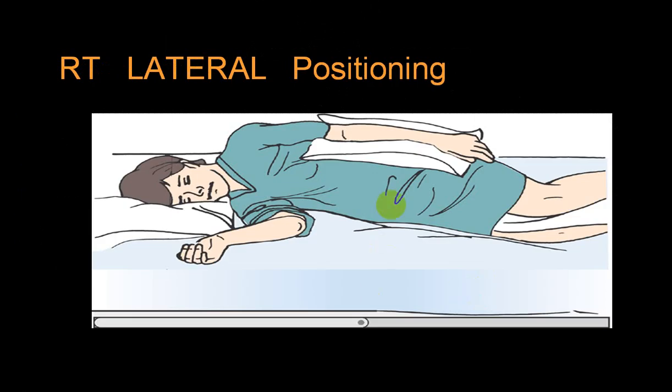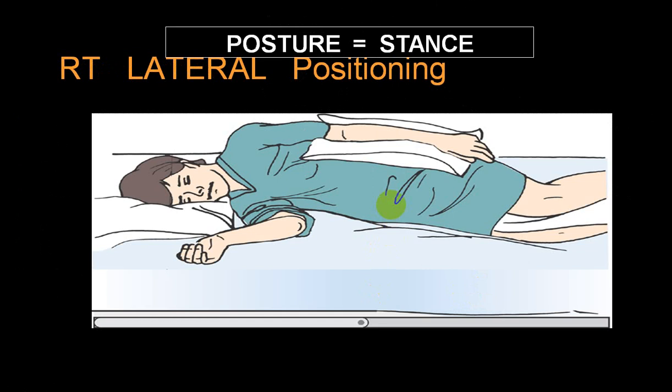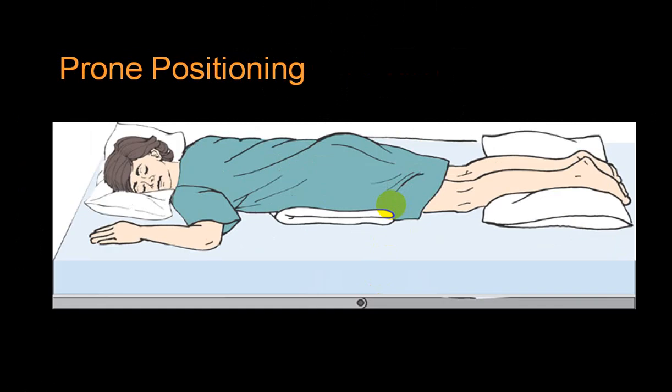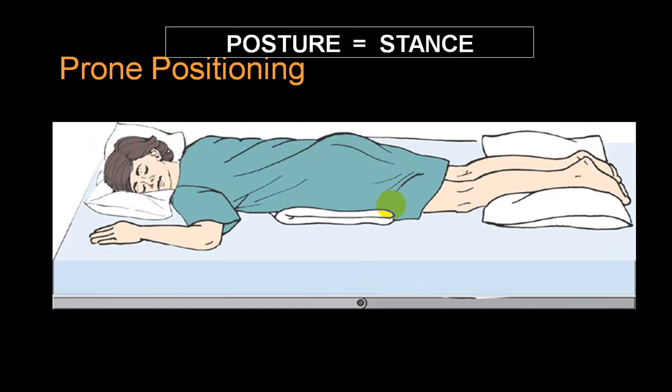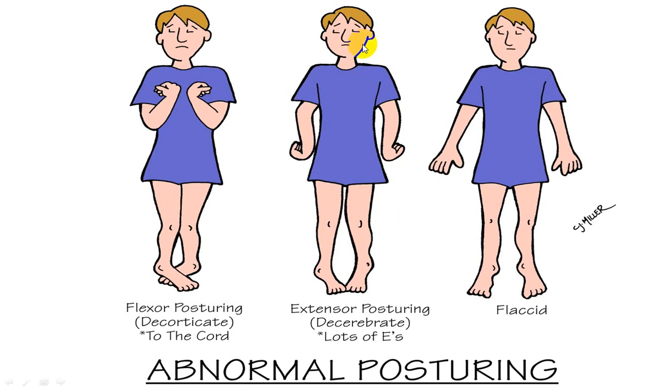This is right lateral position. In supine, because he is lying down on the right side, it is called right lateral position. This is prone position. This is decorticate. This is decerebrate, or we call extensor.